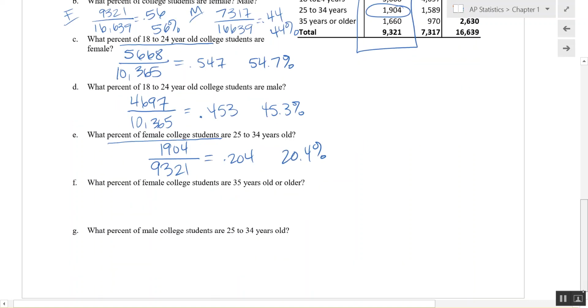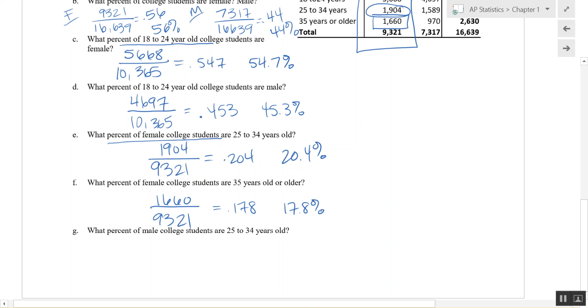I'm answering them as percent because that's what it asked for. What percent of female college students are 35 or older? Our denominator is the same, since we're still dealing with just females, and then our 35 and older is 1660. That gives us 0.178, 17.8%.